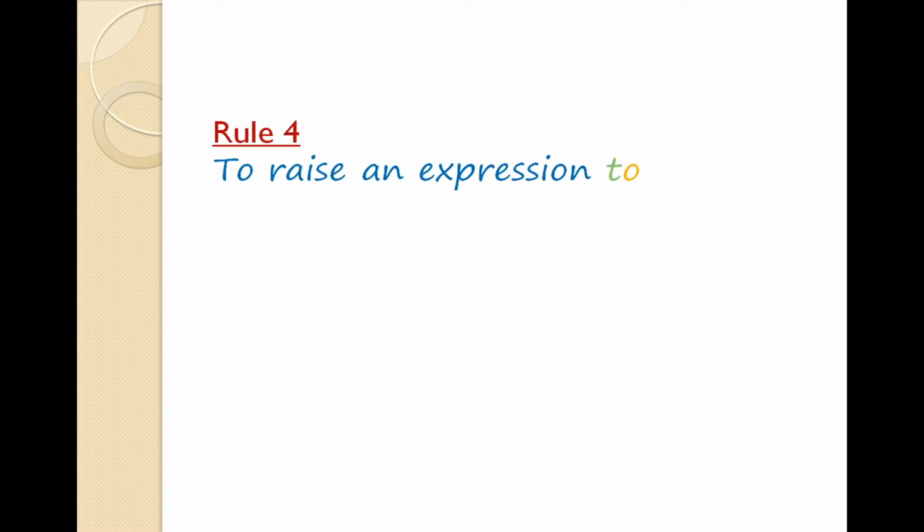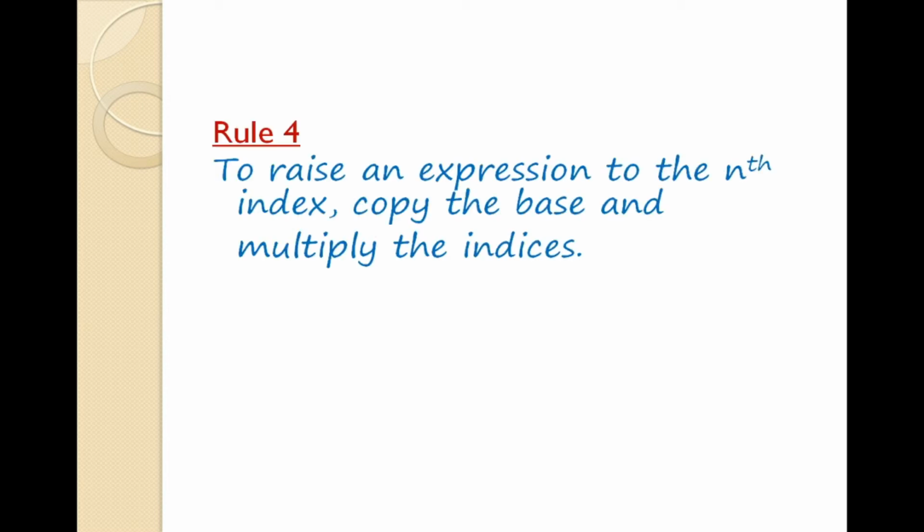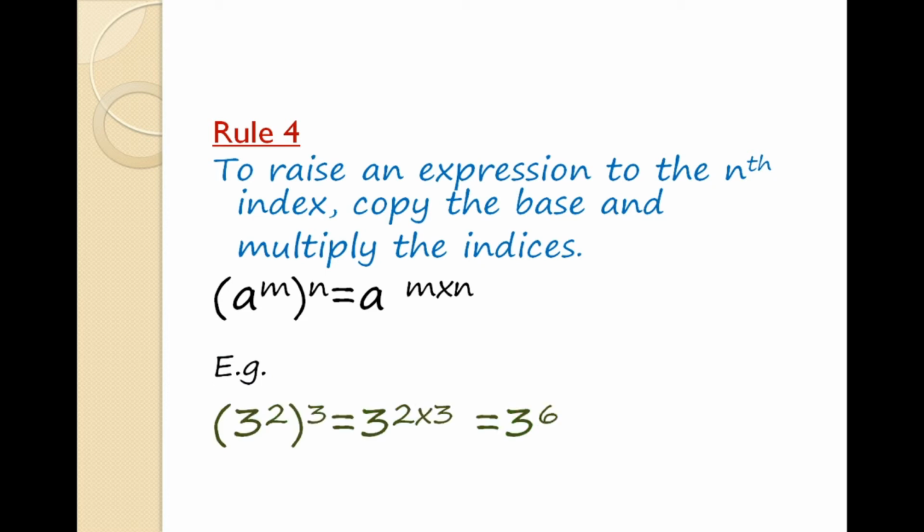Rule number 4. To raise an expression to the nth index, copy the base and multiply the indices. So when you say a to the power m raised to the power n, that is the same as a to the power m times n. For example, 3 squared raised to the power 3 is the same as 3 raised to the power 2 times 3, which is 3 to the power 6.